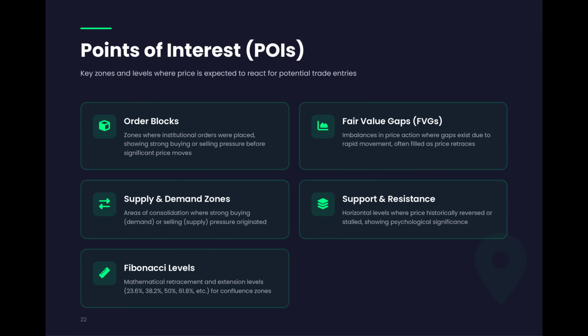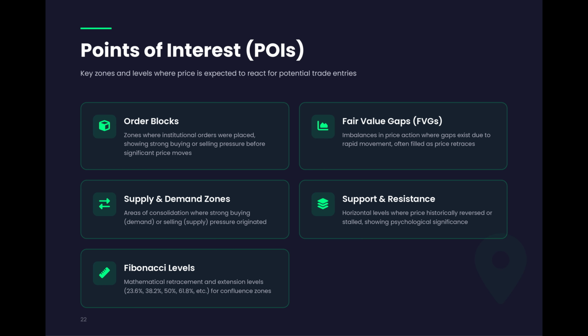Excellent. Now we arrive at points of interest, or POIs as we commonly call them. These are your key zones and levels where price is expected to react, and identifying them properly is absolutely crucial for successful trading. Now, what exactly are these points of interest? Well, you have several options, and the beauty of this is that you can use whichever methodology aligns with your trading style and what you've backtested successfully.